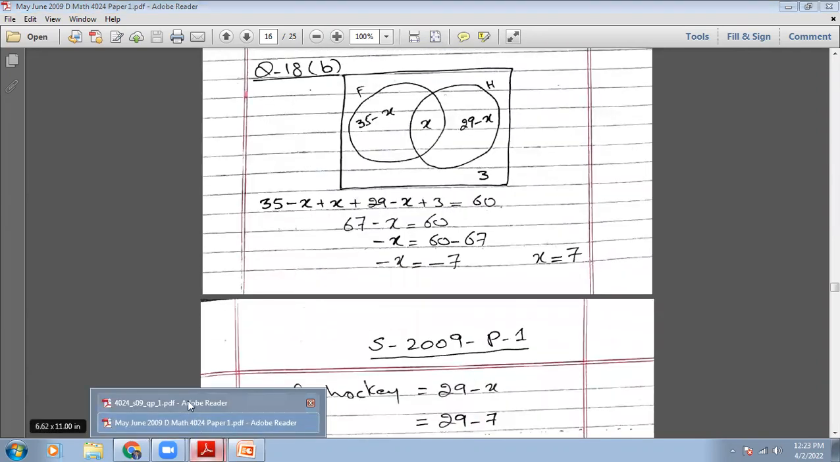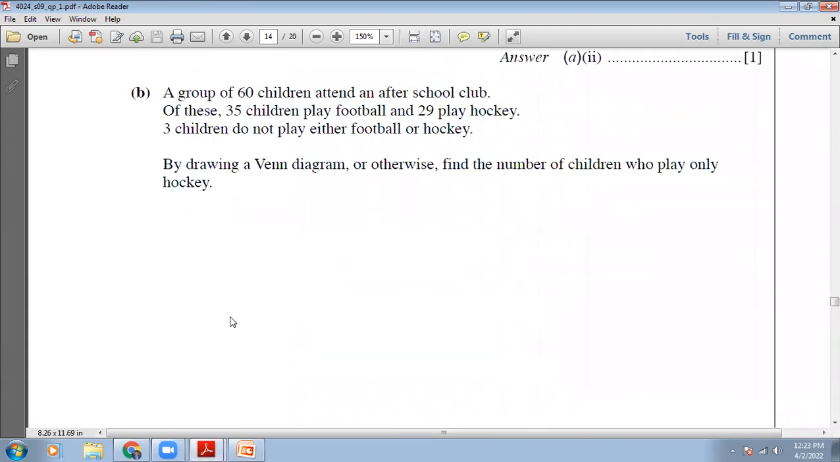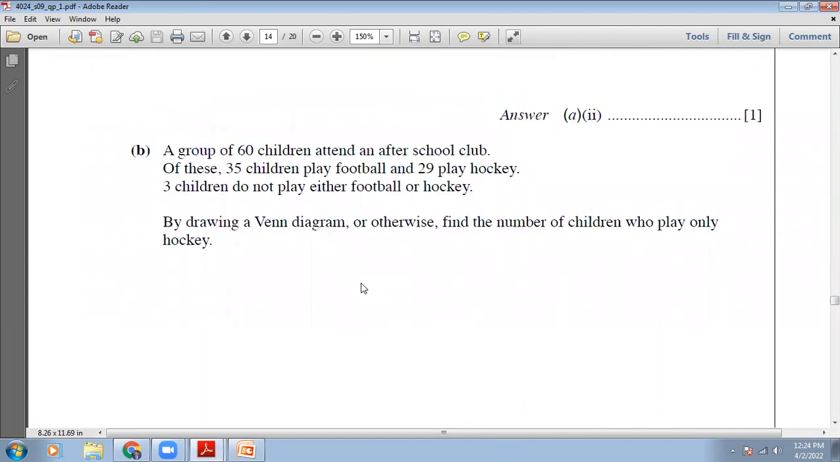Question number 18, and then we have the B part. It says a group of 60 children attend an after-school club. Of these, 35 children play football and 29 play hockey. 3 children do not play either football or hockey. By drawing a Venn diagram or otherwise, find the number of children who play only hockey. It's a 2 marks question.